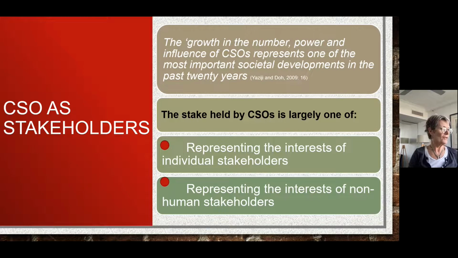As a stakeholder, a civil society organisation represents the interests of individual stakeholders that might form a group and have that impact. It could also be representing the interests of non-human stakeholders. A really good example of that is in New Zealand, where a couple of rivers are actually non-human stakeholders, so they're represented by civil society organisations. I think it's the Whanganui River in New Zealand that has been given a legal entity, meaning it has rights. Therefore, it needs representation.